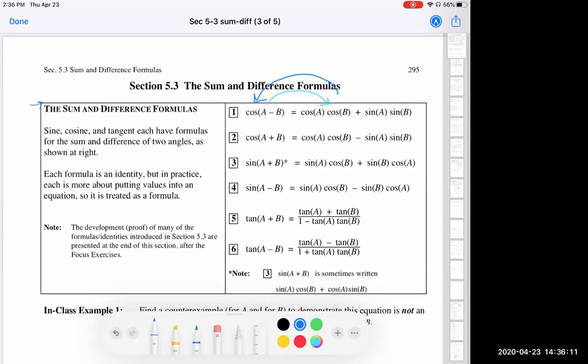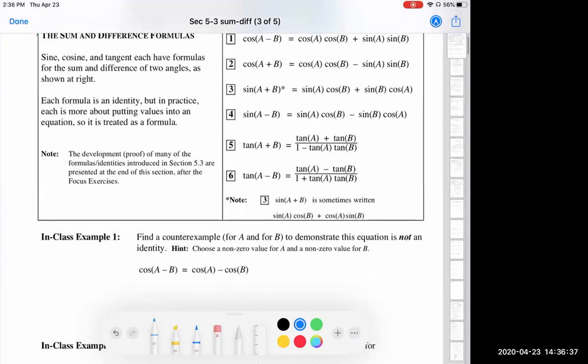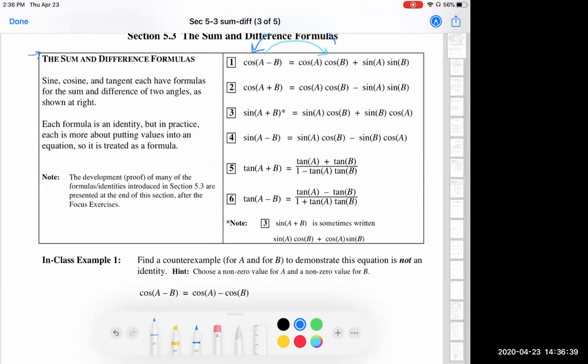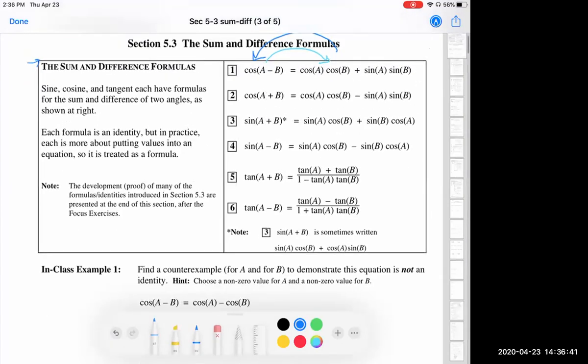The sum and difference formulas. Sine, cosine, tangent each have formulas for the sum and difference of two angles shown at the right. Each formula is an identity, but in practice, each is more about putting values into an equation, so it's treated like a formula. Now, the development or proof of many of the formulas and identities introduced in section 5.3 are presented at the end of the section after the focus exercises.